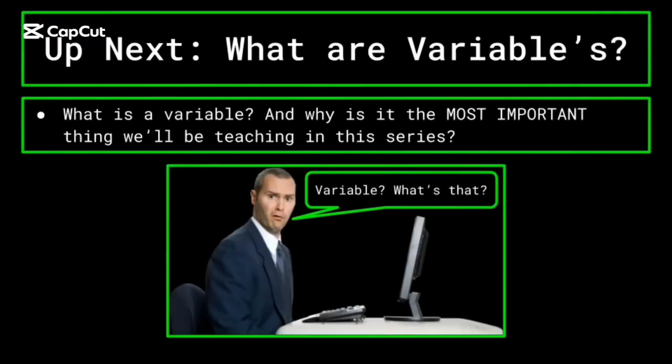Now next up, we're going to be covering one of the most important components of computer science, so make sure you pay attention, because next up we're going to be discussing variables, what they are, and how we use them. First of all, what exactly is a variable?